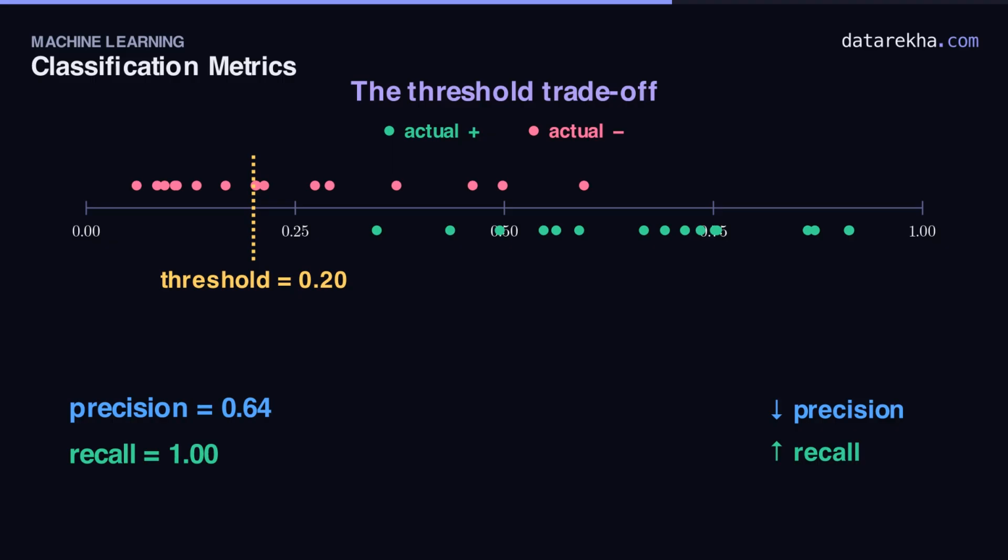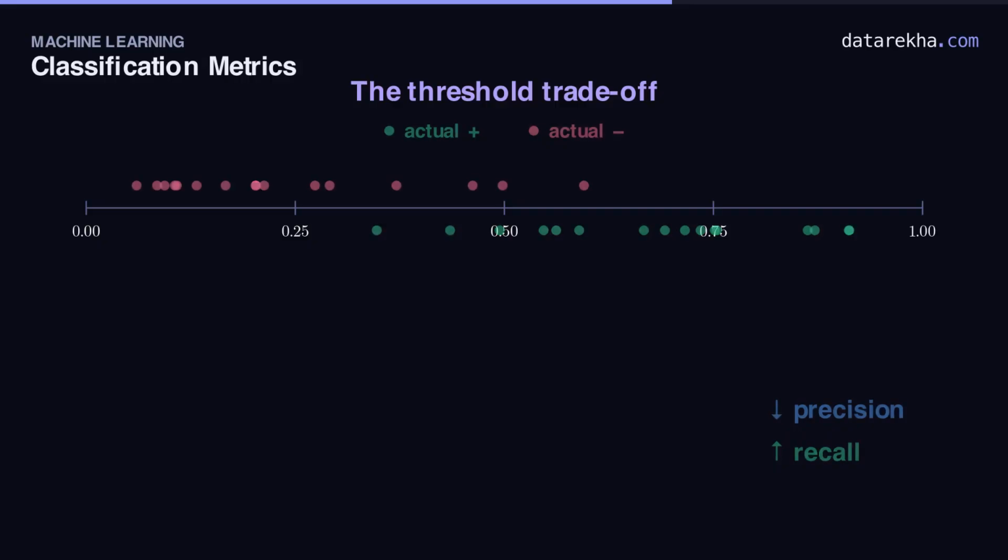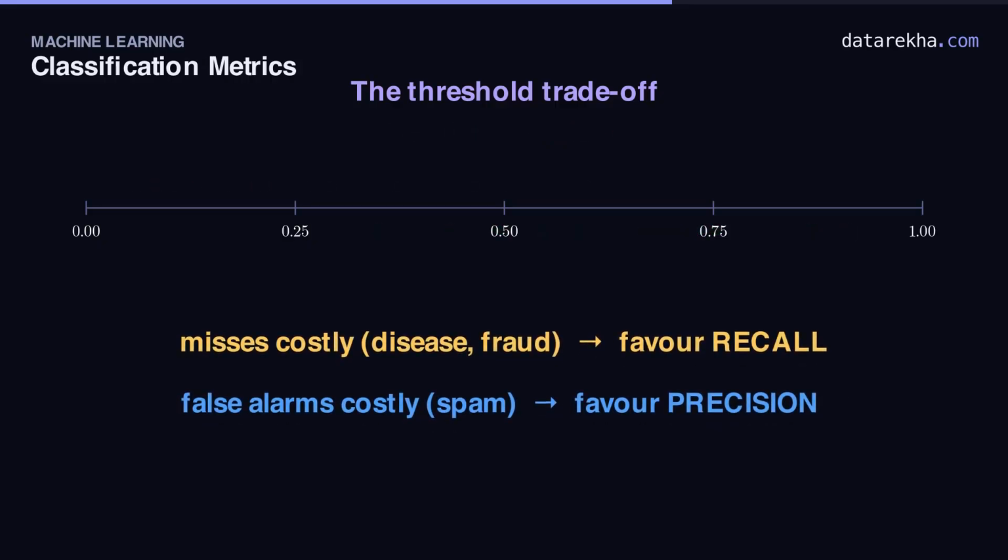Raise the threshold, precision up, and recall down. Lower it, the reverse. You almost never maximize both at once. Which way you lean depends on the cost of each mistake. When a miss is deadly, a disease, fraud, favor high recall and accept some false alarms. When false alarms are expensive, flagging good emails as spam, favor high precision.